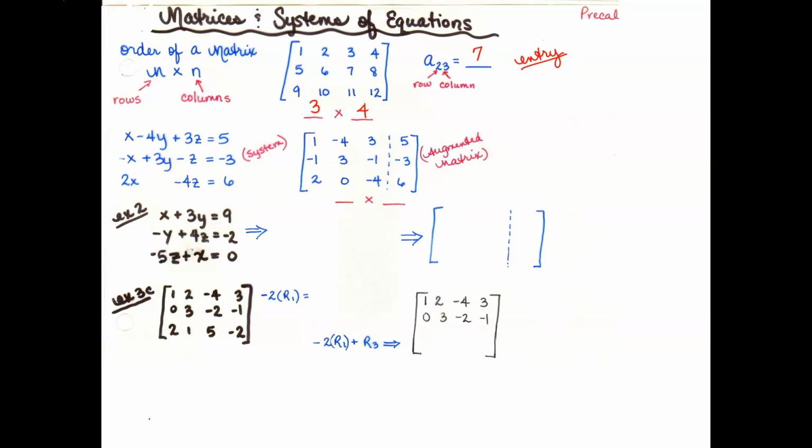And then same thing with the third row, 2, there's no y value, so that's 0y. So that would be 2, 0, -4, 6. So this is called an augmented matrix. And the augmented matrix is just your system without the letters in it, so that you can just focus on the numbers and getting your solution.